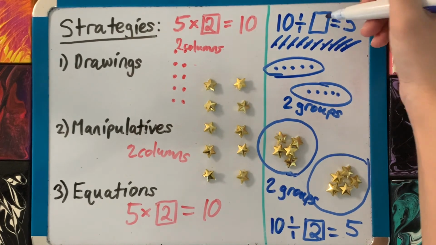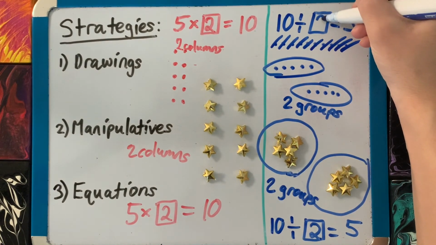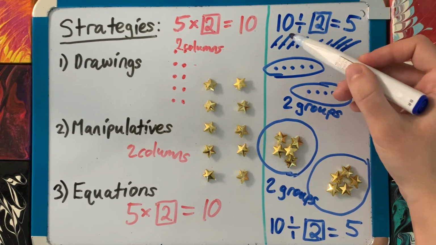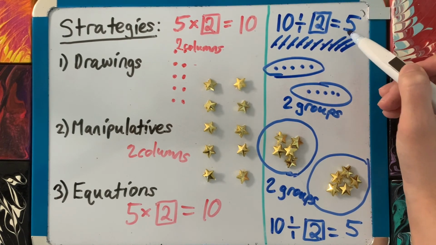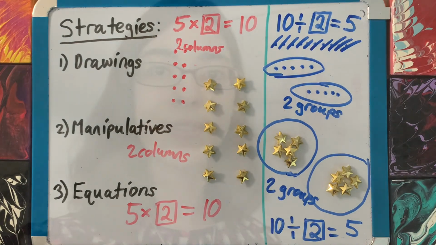So in other words, 10 divided by 2 equals 5. So a total of 10 divided into 2 equal groups equals 5 in each group. Awesome job. So I hope that you enjoyed today's 3rd grade math lesson of how to solve for the unknown whole number for multiplication equations.